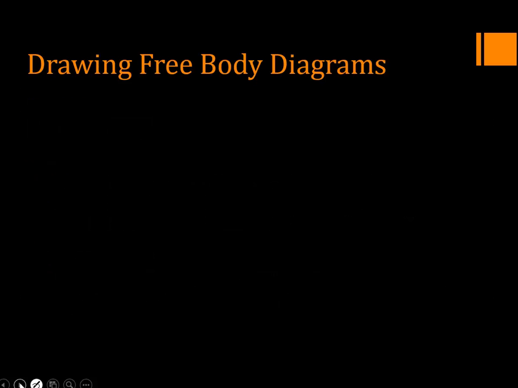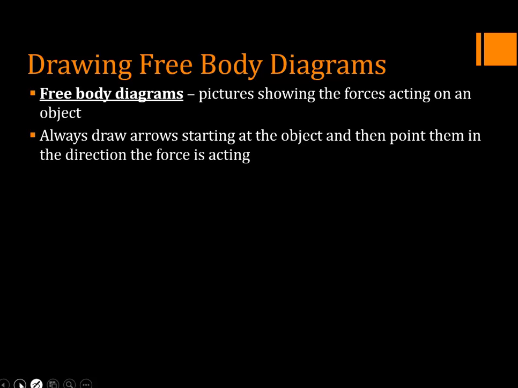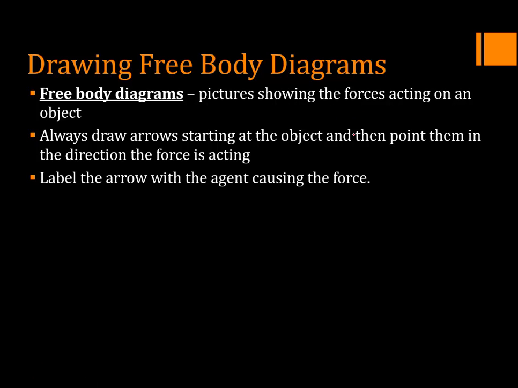Okay, and to help us do that, we draw pictures called free body diagrams. A free body diagram just shows all the forces acting on an object, and when we draw these things, we draw arrows that start on the object that the forces are acting on, and then point them in the direction the force is acting. And then we label those forces, or those arrows, with the agent that's causing the force.